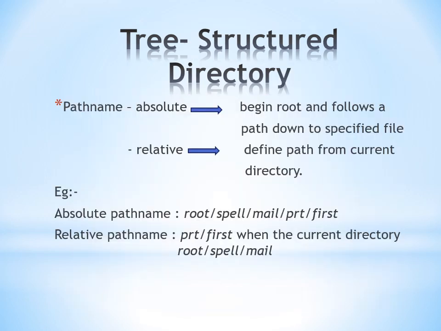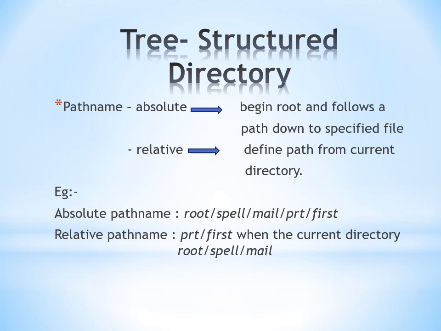for files or directories that have the same names. Right, so in the tree structure directories, the path name we call the absolute path. The absolute path must begin with the root and be followed by the path down to the specific file. There is also the relative path, which basically defines the path from the current directory. So how do we identify whether it is an absolute path or a relative path? An absolute path must start with your root file.